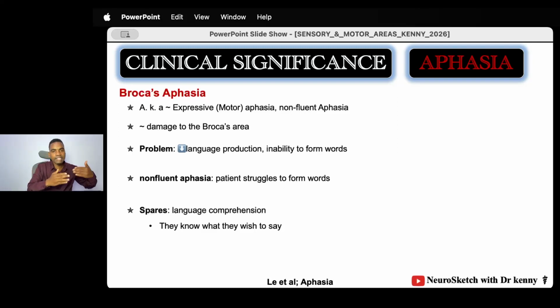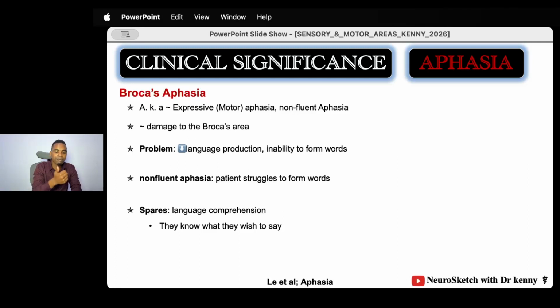The patient usually talks in stops, in pauses, because they are struggling to form words, and this makes them frustrated because they understand what they wish to say but they cannot say it. You understand how frustrated you can be, that you want to say something but you cannot say it because your mouth cannot let you and your brain cannot let you. That is Broca's aphasia. And of course, if you give them a piece of paper, they can write down what they wish to say and they will understand what they've written, because the problem here is not language comprehension. They understand but they cannot express themselves verbally.